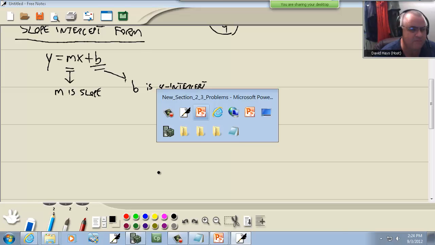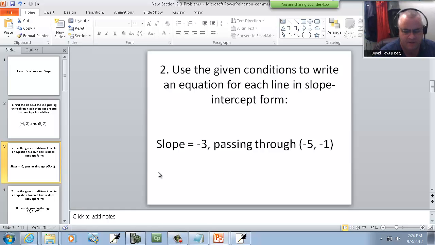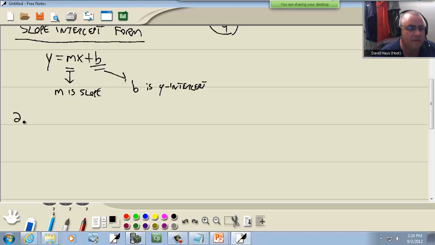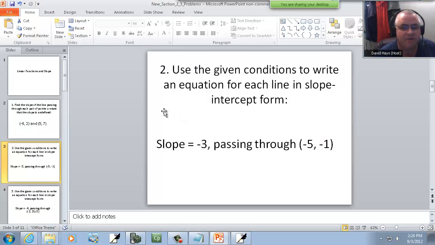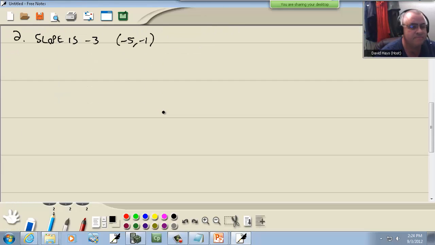These next problems are going to revolve around putting it in slope-intercept form. So let's take a look at this. It tells us the slope is -3. And it says it passes through the point -5, -1. And it says use the given conditions to write an equation for each line in slope-intercept form. Okay. This is finding the equation of a line.